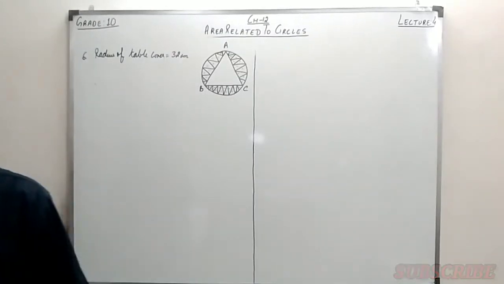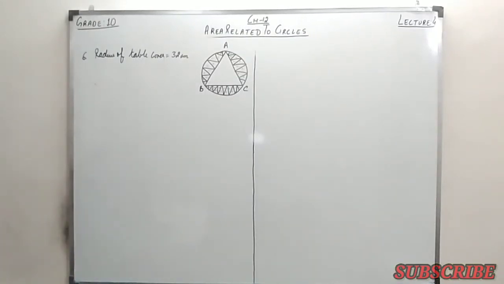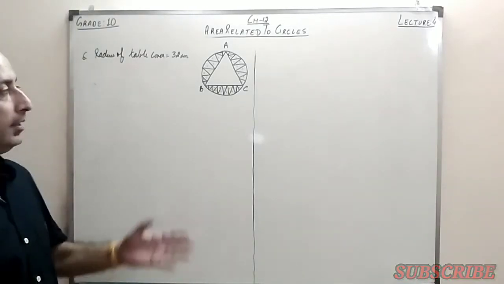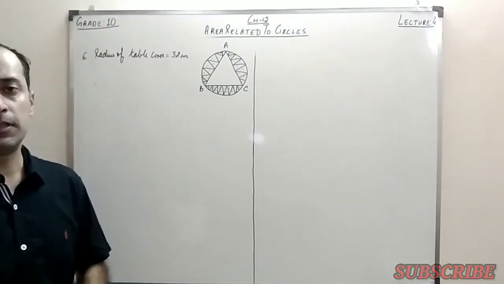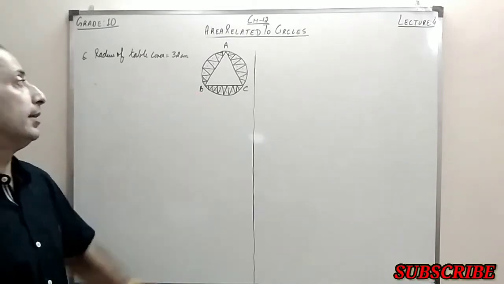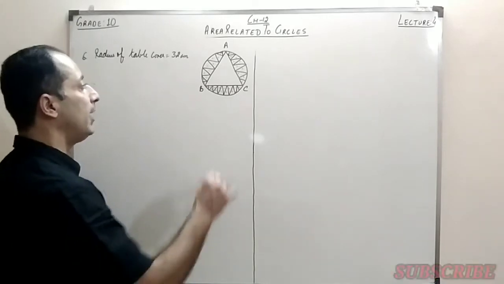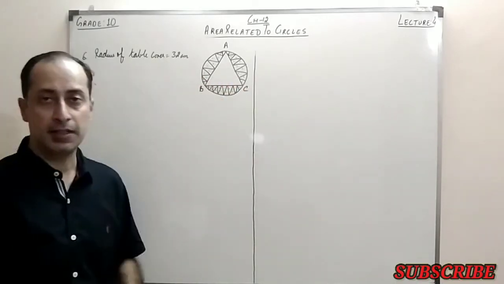Now in question number 6, what is given to us? There is a table cover which is given and a design is formed in the circular table cover. The design is such a way that a triangle is formed which is an equilateral triangle. Now what we have to do, we have to find the area of this design.